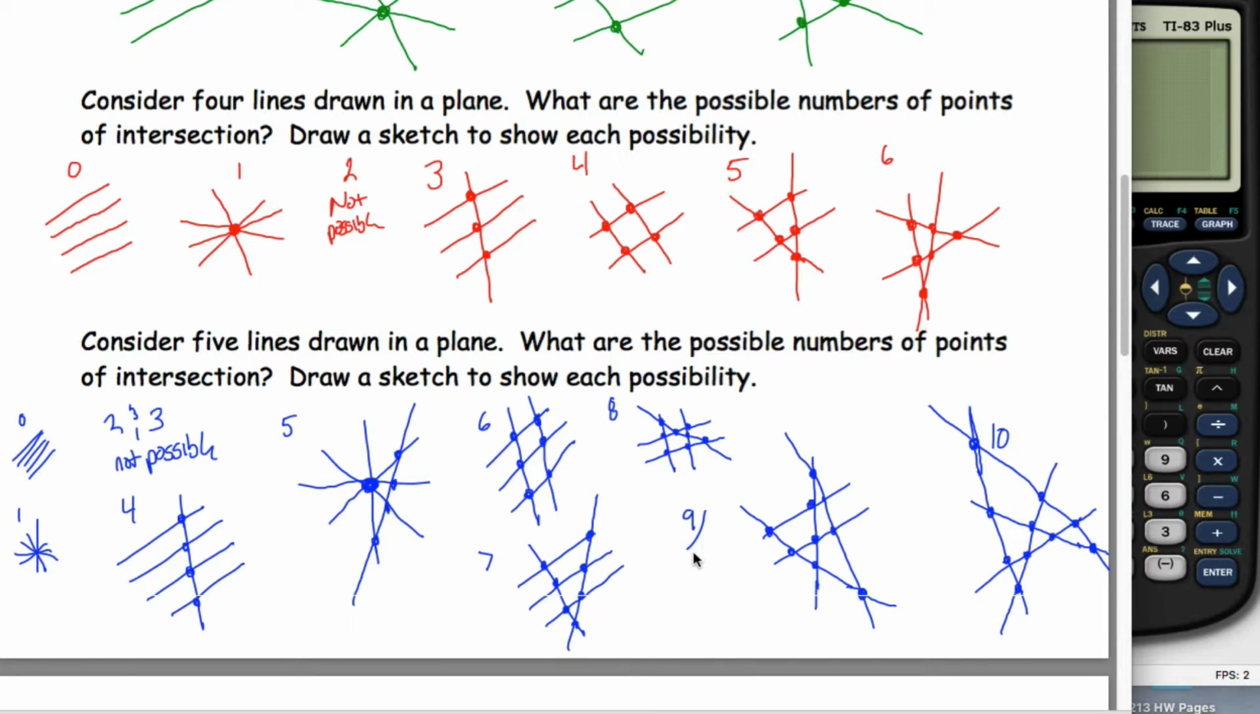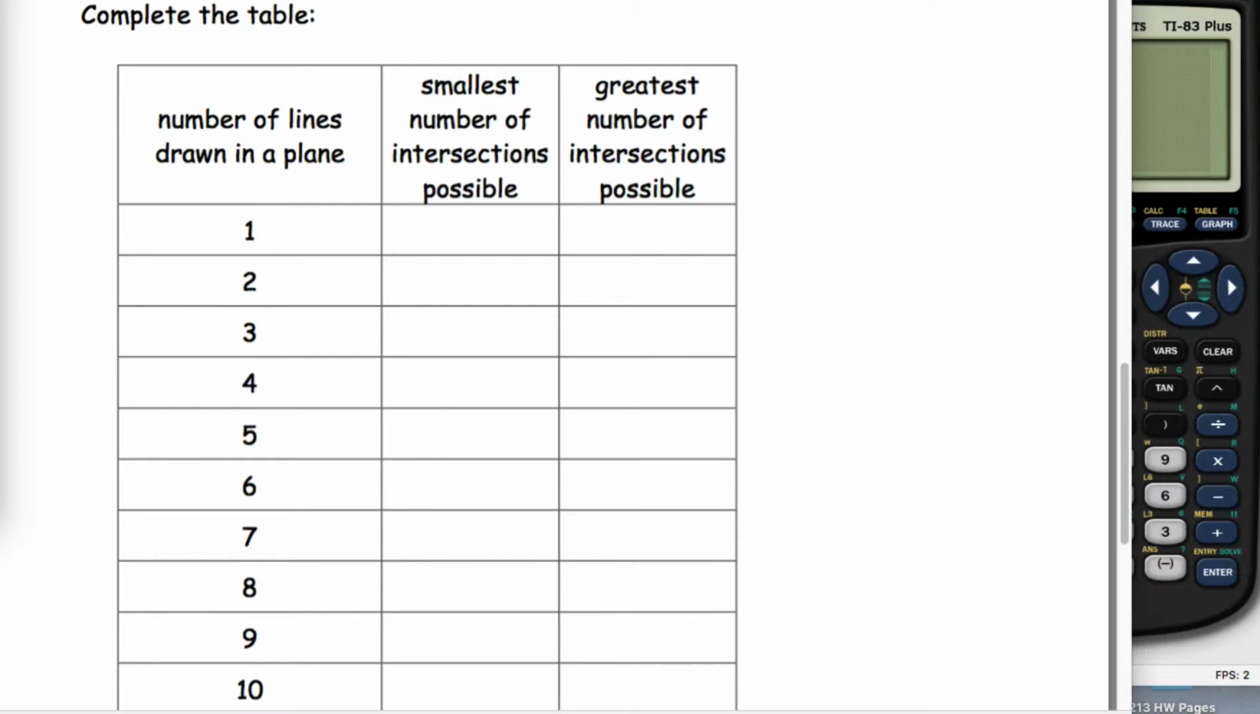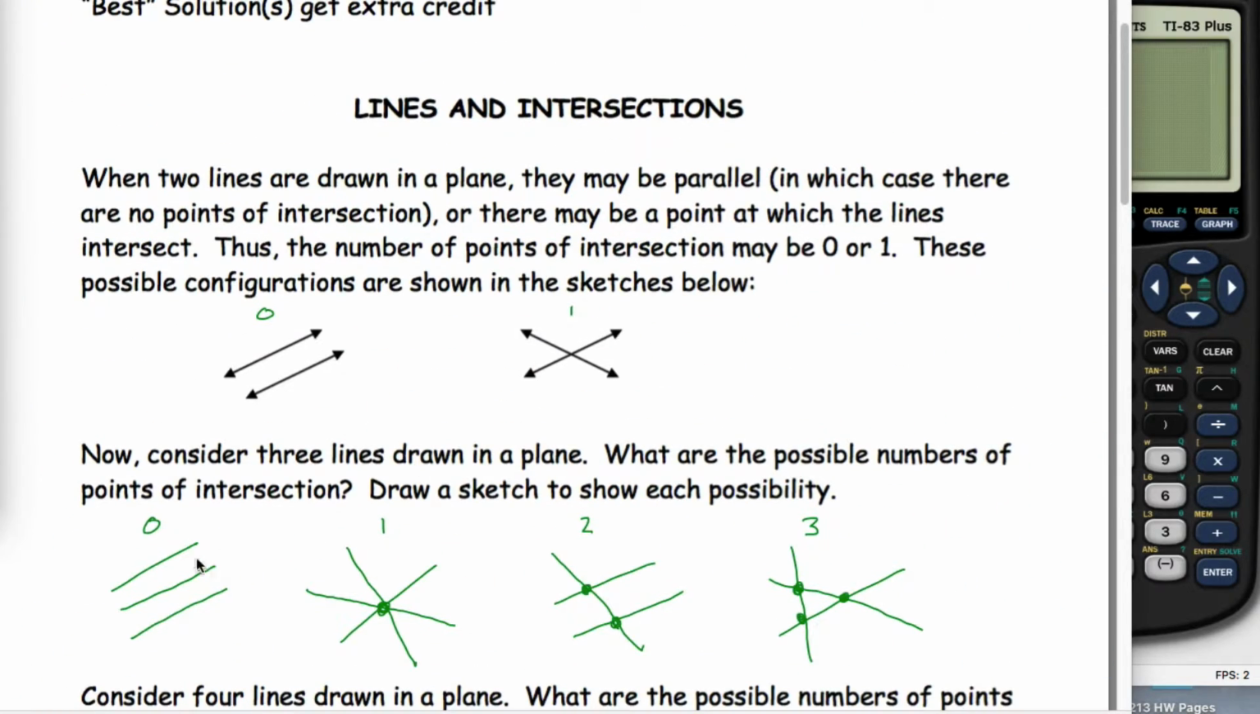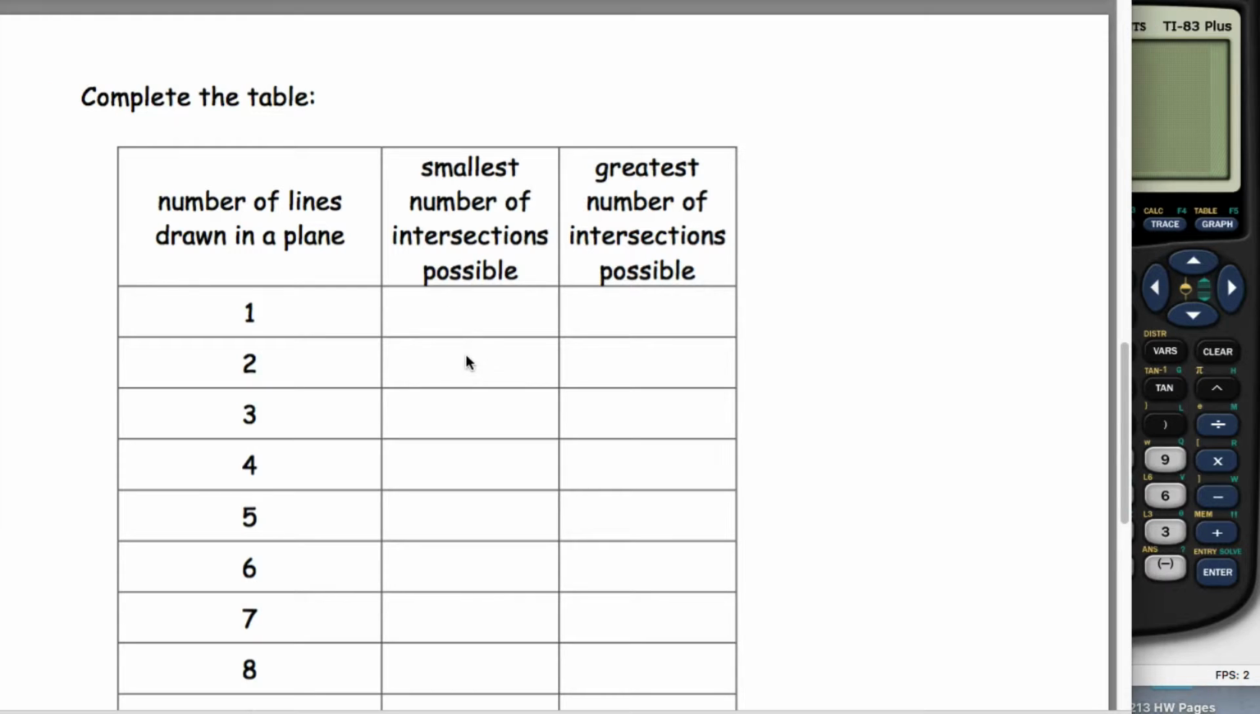Okay, that's a lot of drawing lines. Let's move on to part 2 here. Complete this table. Well, the good thing about this table is a lot of it is easy. What's the smallest number of intersections possible? Well, you can always just draw your lines parallel. No matter how many lines you're drawing, draw them parallel. You'll have no points of intersection. You can fill in a lot of this chart with zeros.